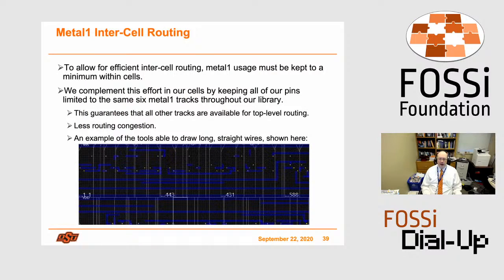So again, the inner cell routing is also extremely important. And because we do the metal 1 pins, this allows us to easily guarantee that other tracks are available for top level routing. You can see an example from a standard cell route that we have here, and all the metal 1 tracks going nicely across. There's less routing congestion, and it's able to draw long and straight wires that allows an easy connection and very efficient design, and as you'll see, very high speed.